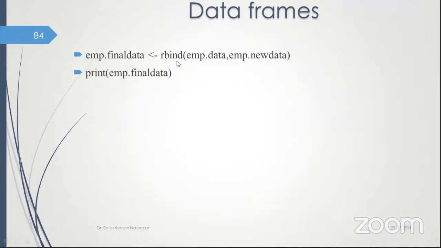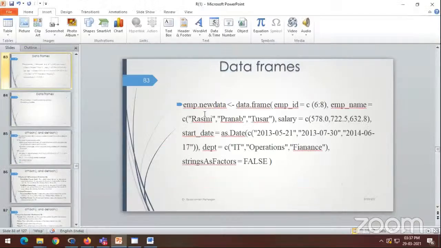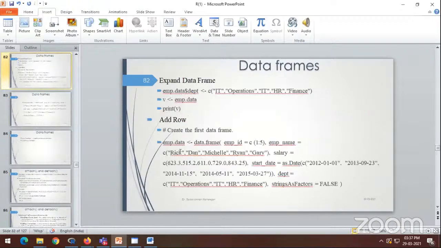For this you're going to use the row binder, rbind. The rows of emp.data and the new rows of new data will be bound, and that will be stored in final data. You can execute it on your own. Now it is already 3:40, so let me execute it anyhow.